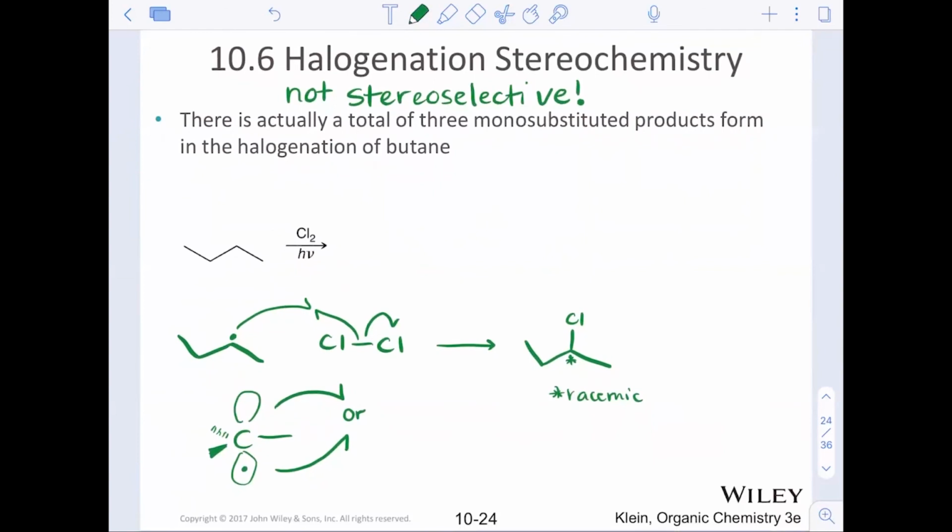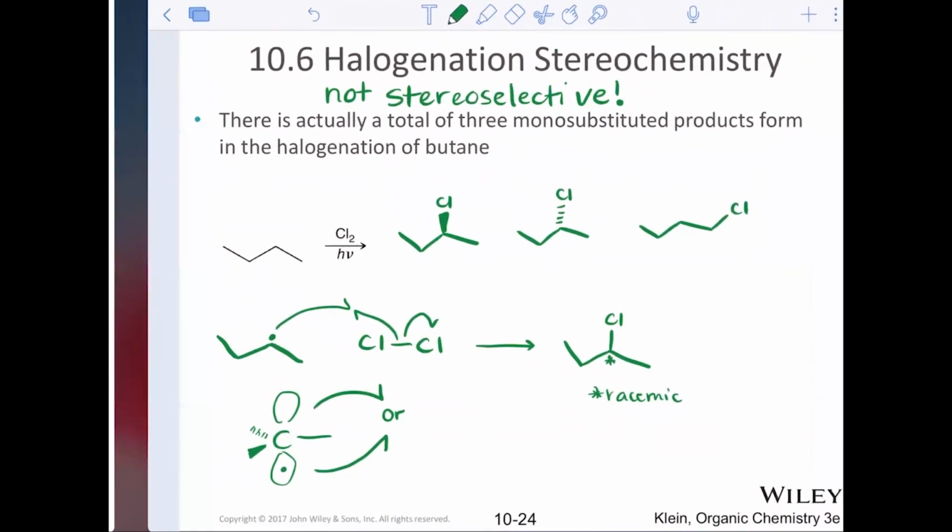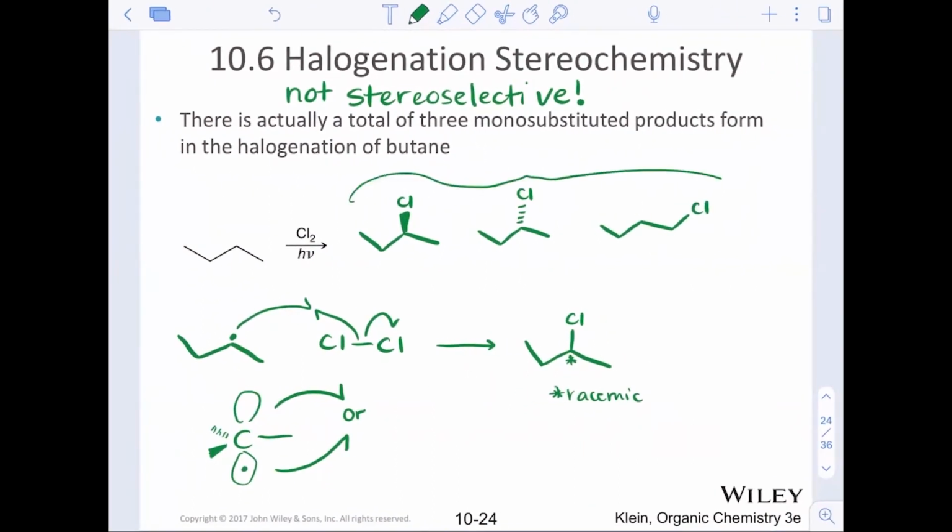So looking at our actual products here, we will make two secondary alkyl chlorides and one primary alkyl chloride. Three products total.